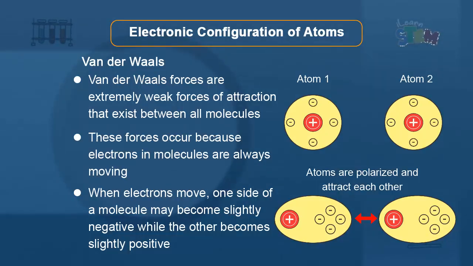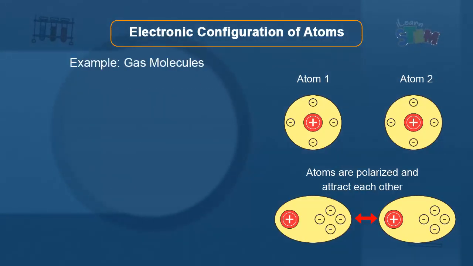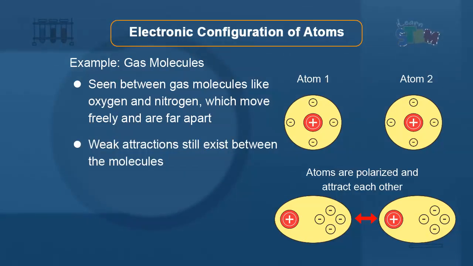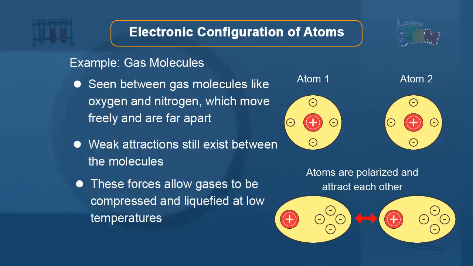Van der Waals forces are much weaker than hydrogen bonds, and are only noticeable when molecules are very close together. For example, in gases such as oxygen and nitrogen, the molecules move freely and are far apart. However, very weak attractions still exist between them. These weak attractions are called van der Waals forces. They help explain why gases can be compressed, and why gases can be liquefied at low temperatures.